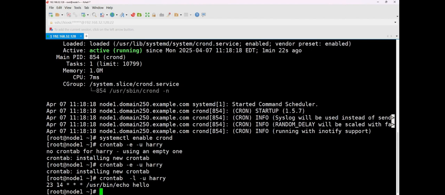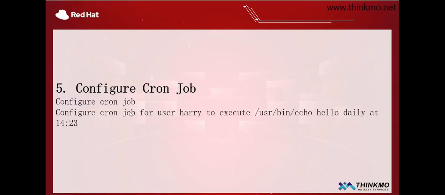This is our fifth question. With this question on scheduled tasks, we not only focus on explaining this question, but also emphasize some points to pay attention to when solving problems, including some key points to note during exams. Alright, this is our fifth question.